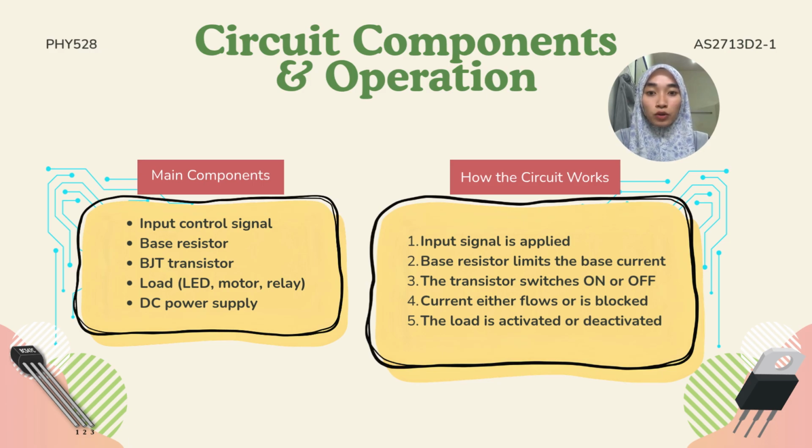The operation follows 5 straightforward steps. It begins when the input control signal is applied to the circuit. Next, the base resistor limits the incoming current to a safe level. This current then flows into the base of the BJT, triggering the transistor to switch either completely on or completely off. Because of this state change, the main collector current is either allowed to flow or is blocked. Ultimately, this determines whether the connected load is successfully activated or deactivated.